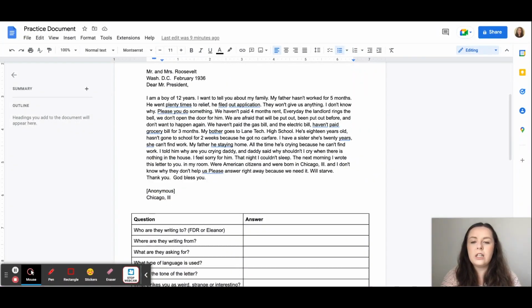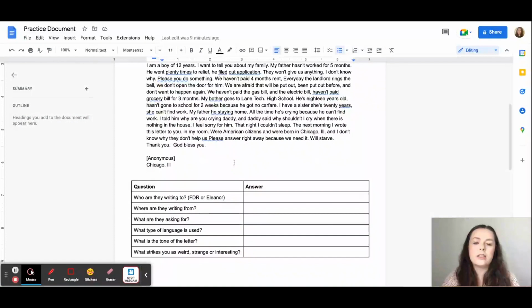As we get into this practice source, you'll see on your assignment, you'll have these same questions that are going to help you interpret the source before you write the conclusion for your assignment.